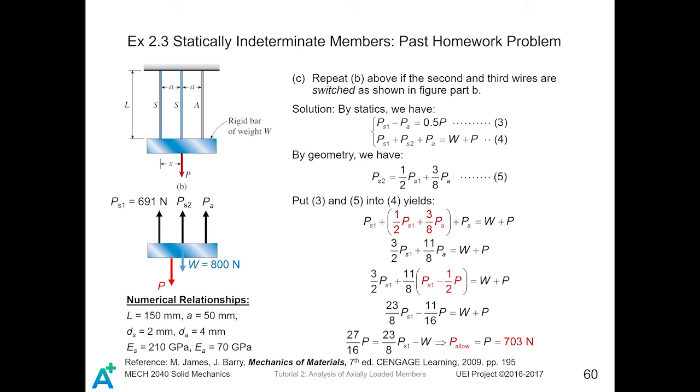Actually, at this moment, we have 3 equations to work with. Recall that our ultimate goal is to find the allowable load P. Therefore, for those 3 equations, we solve for P. Do a lot of substitutions and calculations. You will eventually get P equals 703 newtons.